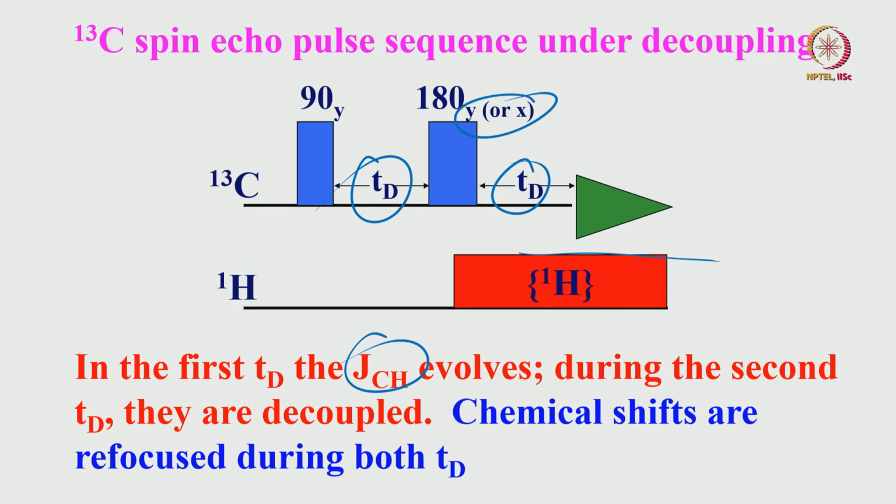But during the second TD, what is happening? I am applying the RF pulse, they are decoupled. But chemical shifts are refocused during both the times, that we have already understood. Chemical shifts get refocused, but J coupling gets decoupled in the second delay. Okay, this is the spin echo we have to do, and the decoupling. If we have to decouple this thing.